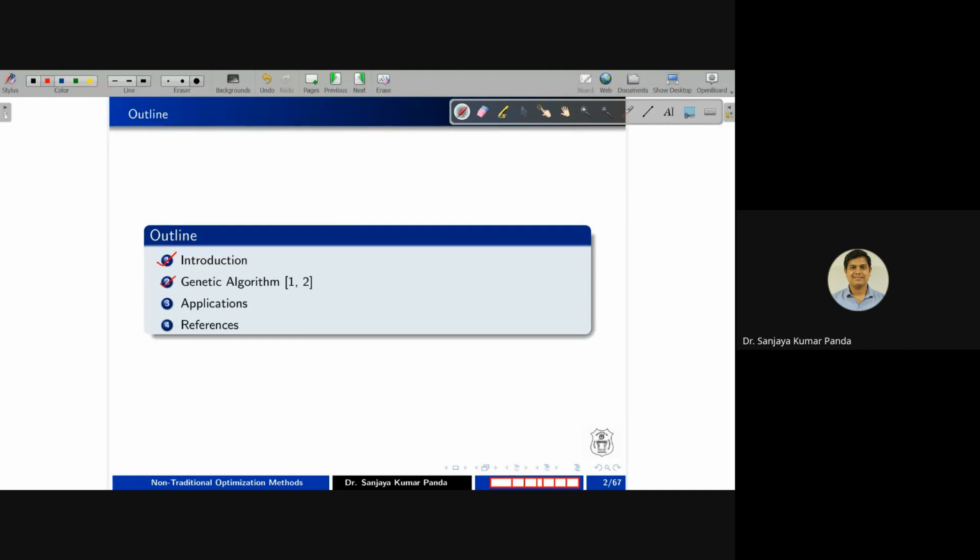Throughout my presentation, I'll show you some of the mathematical applications of genetic algorithm, where you will see how to model a particular application or how to solve a scientific or engineering application through genetic algorithm. Followed by that, I'll show you some of the references where you can look if you are interested to apply genetic algorithm or variants of the genetic algorithm in your respective research domain.